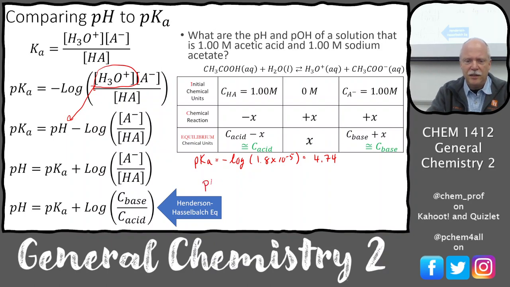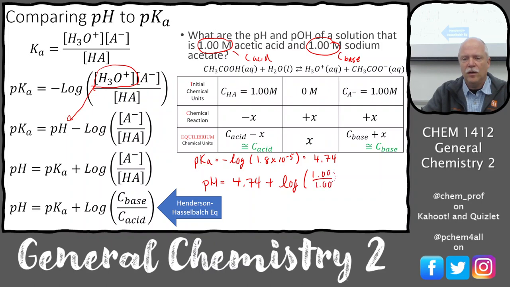And so the pH is going to equal 4.74 plus the log of the base over the acid. So the base is the sodium acetate, C base, and the acetic acid is C acid. So it happens to be 1/1, which the log of 1 is 0, so we end up with 4.74. Kind of a funny 7.